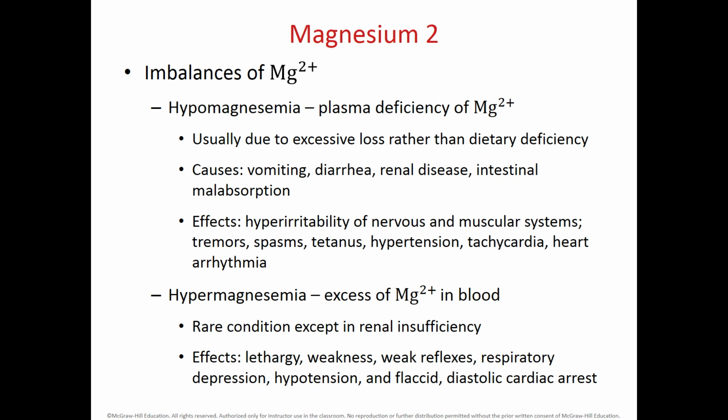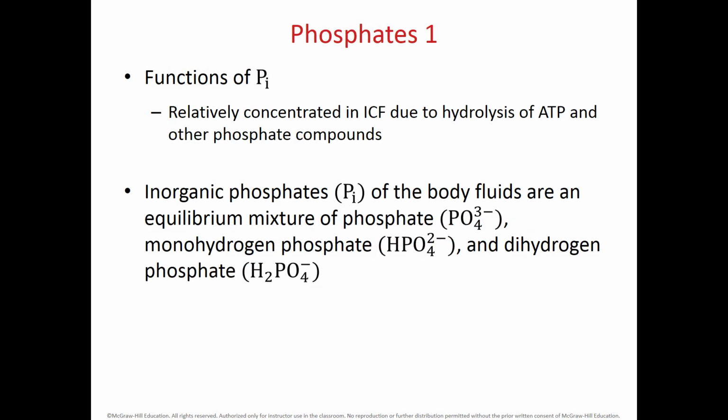Hypermagnesemia will be the opposite, when someone has increased levels of magnesium in their blood, and this will happen very rarely unless someone has renal insufficiency and won't be able to excrete magnesium. Now, the clinical effects of hypermagnesemia are that someone is going to be lethargic. They will have weakness in their muscles, weak reflexes, respiratory depression, hypotension, and cardiac arrest.